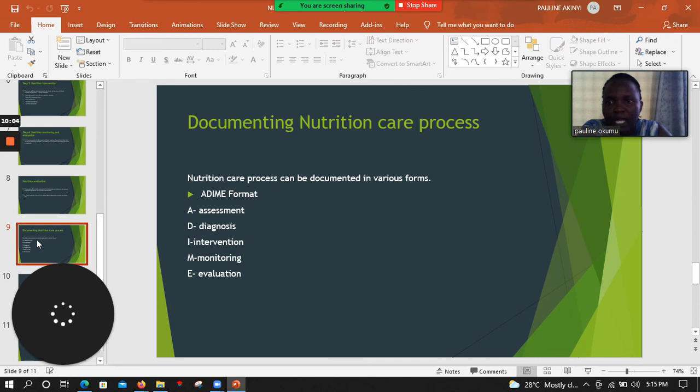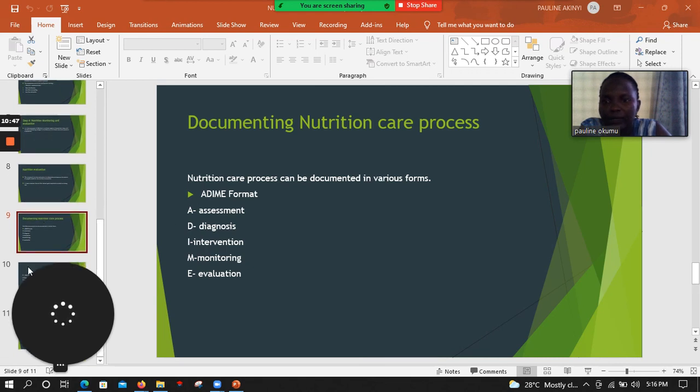Last but not least, it's always suitable to document all these processes of the nutrition care, all these steps of the nutrition care process. So documentation is important because it can help in future use. And there are two major methods of documenting the steps of the nutrition care process. The first is the ADIME format, which basically is assessment, diagnosis, intervention, monitoring, evaluation format. So you document at each of those steps, everything that was done to the patient.